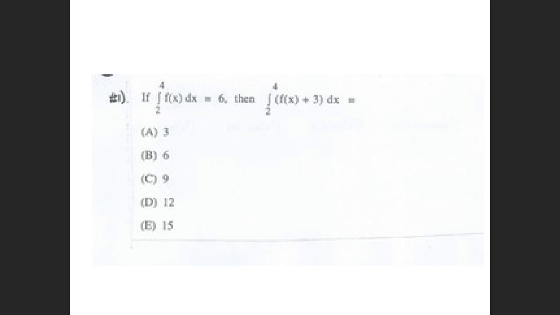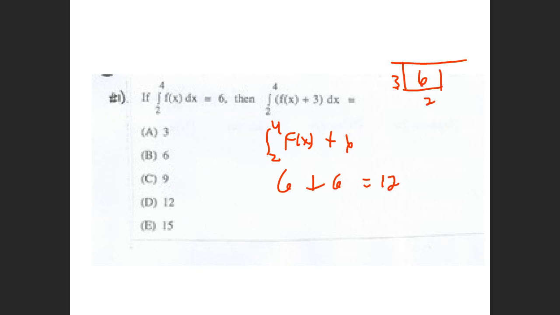It's absolutely correct. 12 is right. Sometimes you don't even have to do a whole lot of work in these things. You're looking at this, and I've got the integral from 2 to 4 of f of x. Well, they already told me that was 6. Plus the integral from 2 to 4 of 3. Right away I know that's 3 high, so that's my height, and 2 to 4 is just 2. Well, that's just 6. 6 plus 6 is 12. Very good.